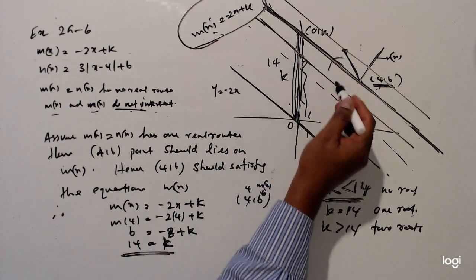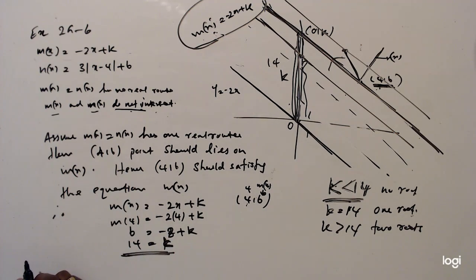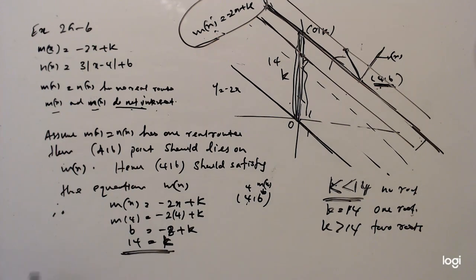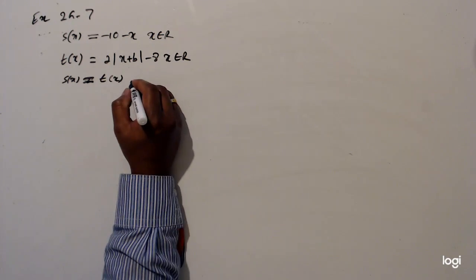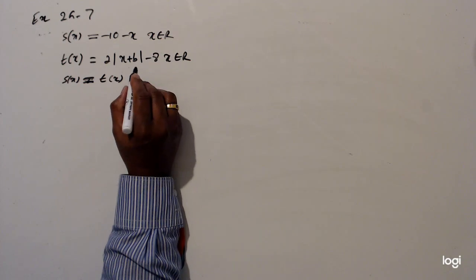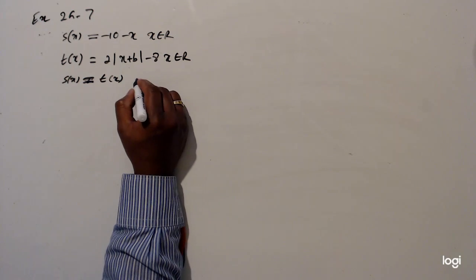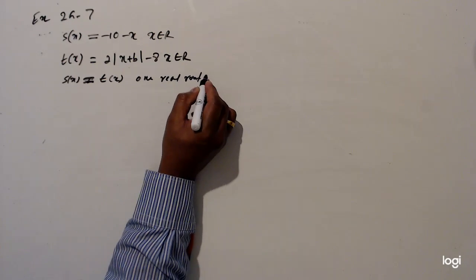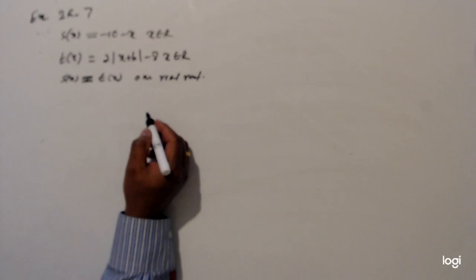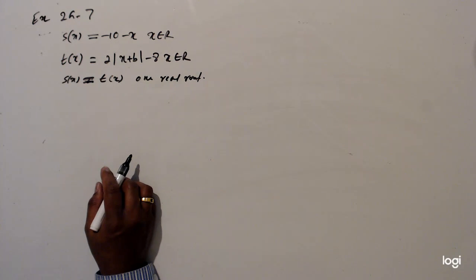So this equation, number 7. Those are the two equations. This has one real root. We want to find the constant.